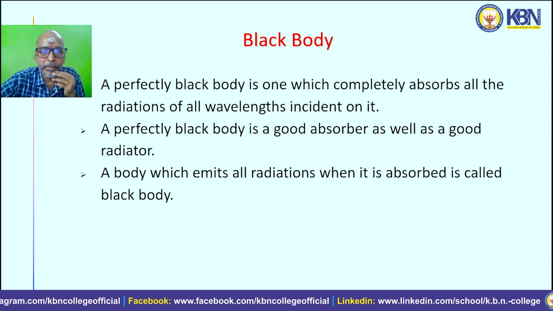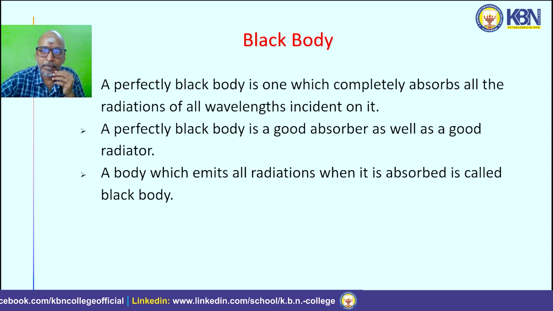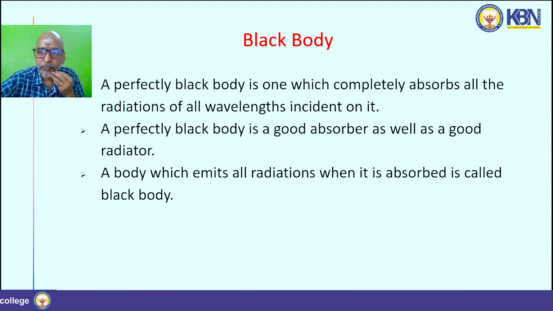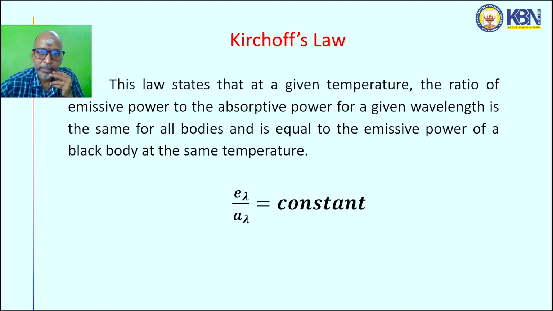And a black body means a body on which the radiations incident are completely absorbed when it is cool, and at the same time it emits all the radiations of all wavelengths. That means the black body is defined as a body which completely absorbs all the radiations of all wavelengths incident on it. So it is a good absorber and also a good radiator. That is the black body.